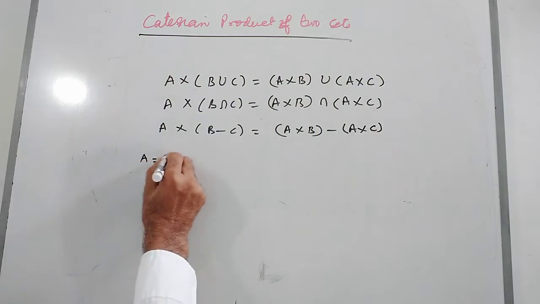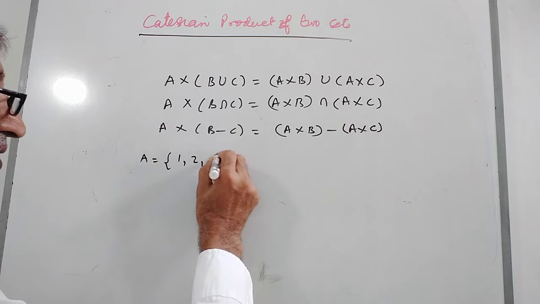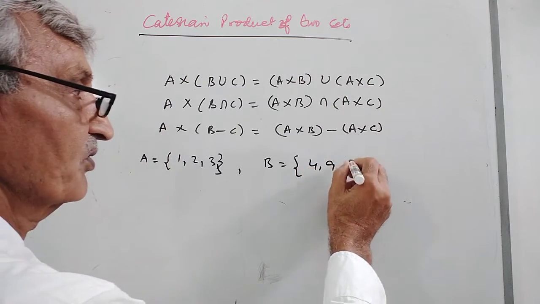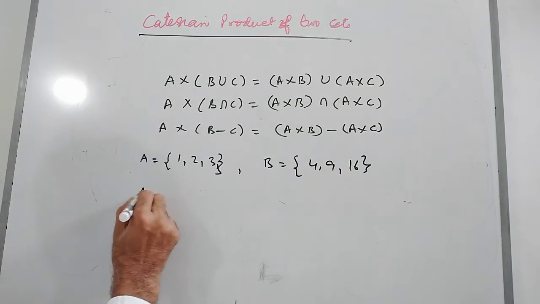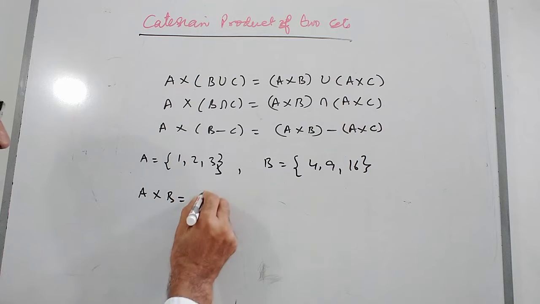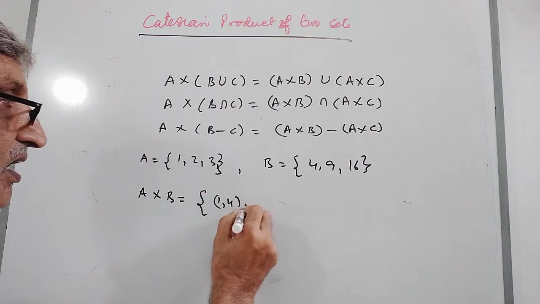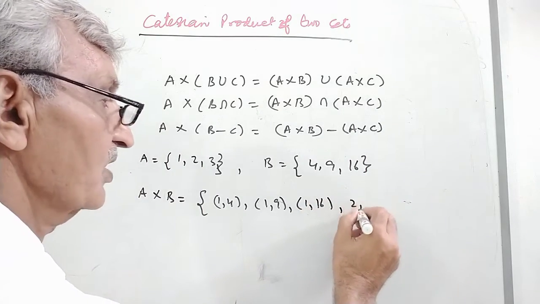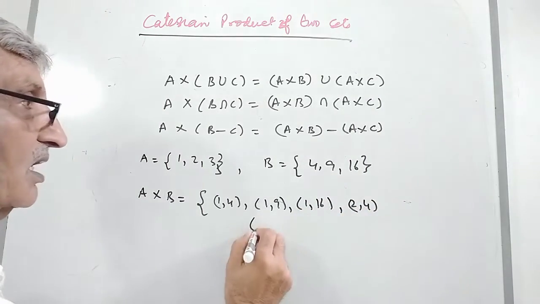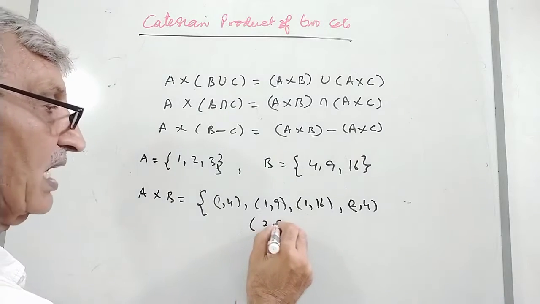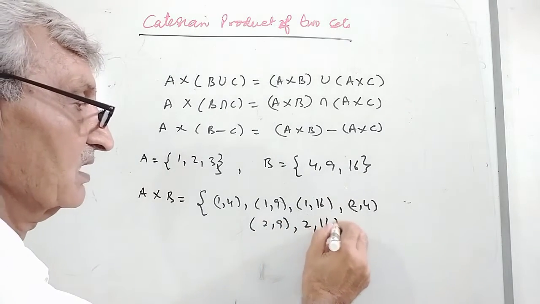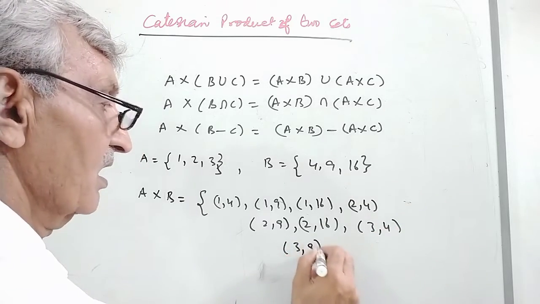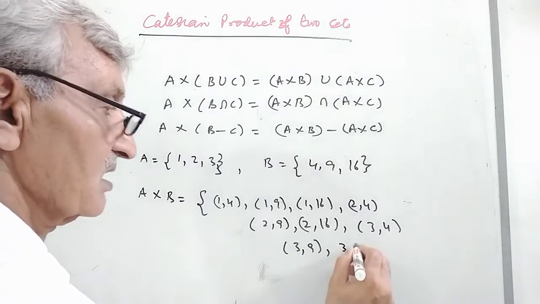Let A contain the set 1, 2, 3, okay, B contains 4, 9, suppose 16. So let me make A cross B. A cross B is what? (1,4), (1,9), (1,16), (2,4), and here (2,9) and (2,16). Well friend, (3,4), (3,9), and (3,16).